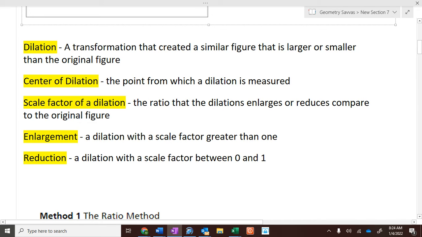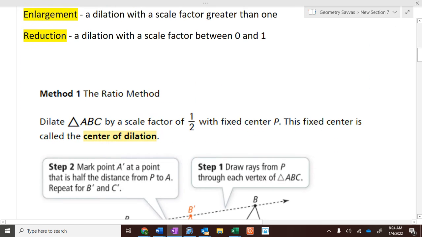So if your scale factor is 1/2, the new figure is half the size of the old figure. If your scale factor is 3, the new figure is 3 times larger than the old figure. So if you have an enlargement, your scale factor is bigger than 1. And if it's between 0 and 1, so if it's a fraction or a decimal, like 0.75, it's a reduction. Okay?